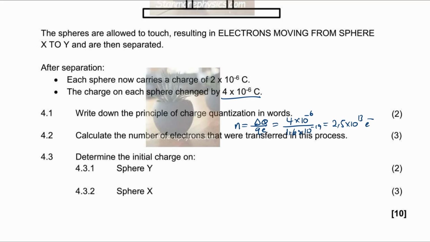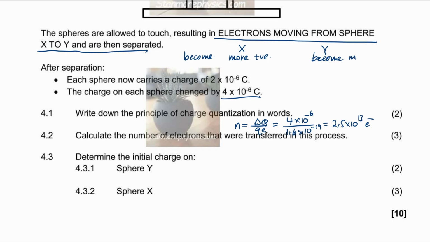Moving on to question 4.3. Determine the initial charge on sphere Y. Because they tell us that electrons moved from sphere X to sphere Y, it means that X has become more positive. It lost electrons. Therefore, Y has become more negative.